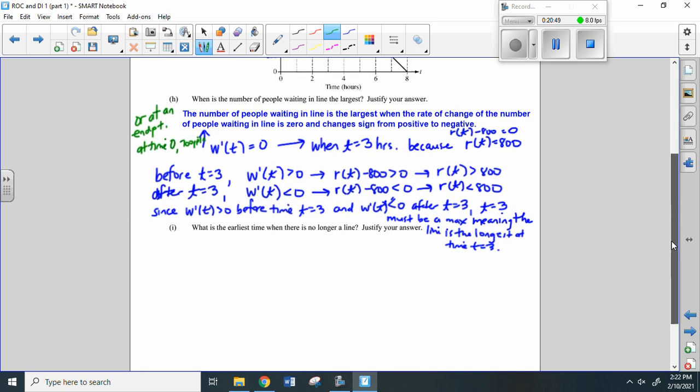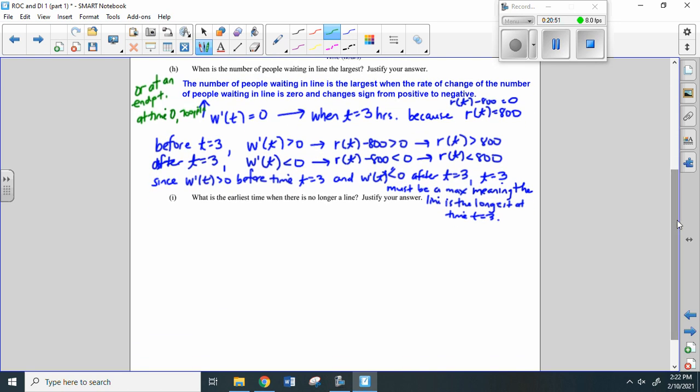All right, and then last but not least, what is the earliest time when there is no longer a line? Justify your answer. Okay, so we know it's the longest at time 3, right? So the line has to start to decrease after that, right? So we definitely know that there's not going to be a line sometime after time 3. So I really won't need to worry about what's happening at time 3 or before. All right, but basically what we need to do is guess and check.